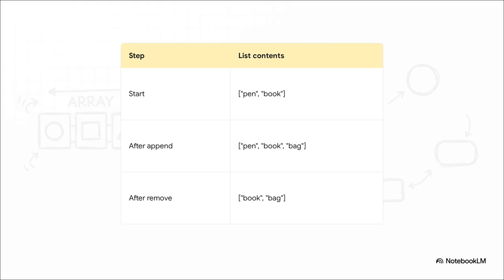We start out with a list holding pen and book. That's our current state. Next, we run an append command for bag. Notice how the list literally transforms. It stretches out. It's now pen, book, bag. Finally, we run a remove command for pen. The list dynamically shrinks, leaving us with only book and bag. Tracing is literally just mapping out this changing state step by step.